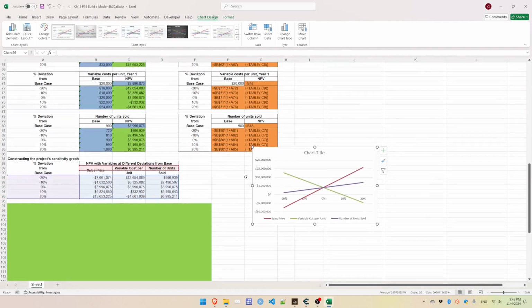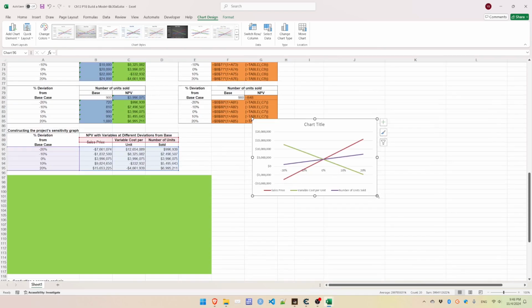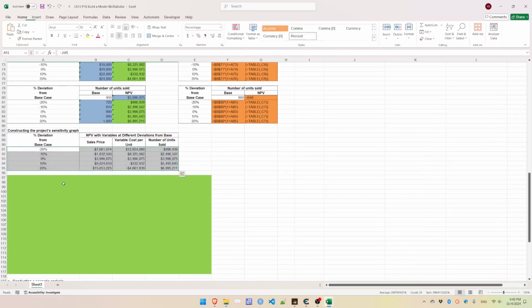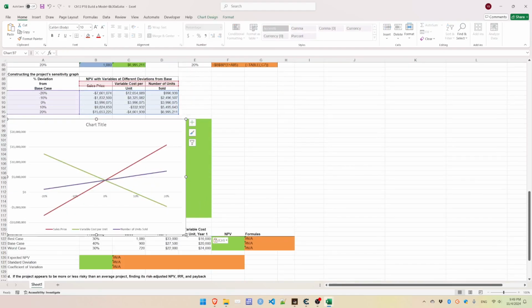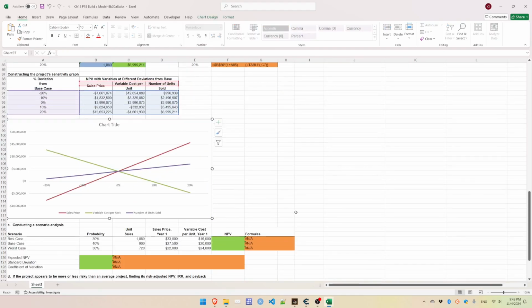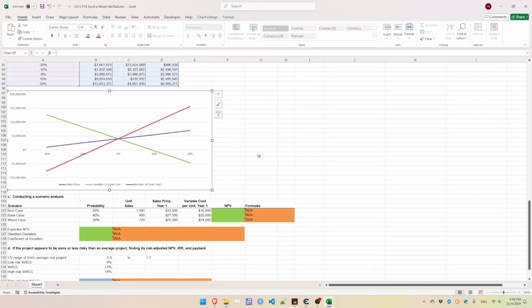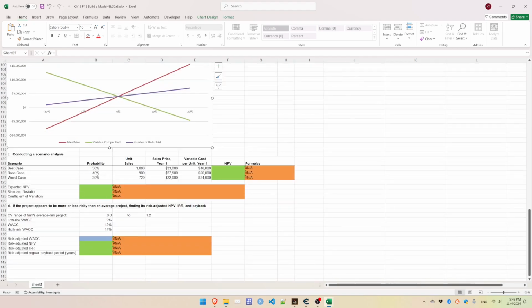That's ready. I can make it a little bigger. Maybe I can put it here and make it as big as this, just to make it look a little better. I can delete the chart title. I have the table. I have the graph. And now I have the scenario manager to work on.